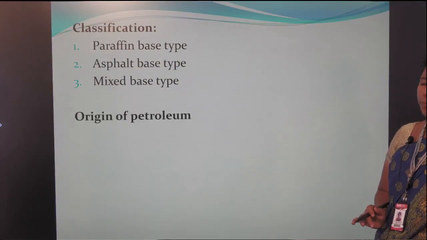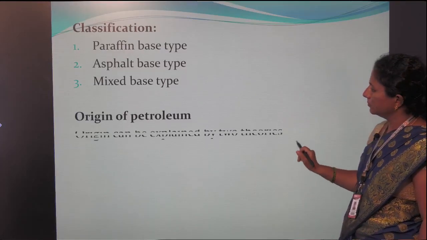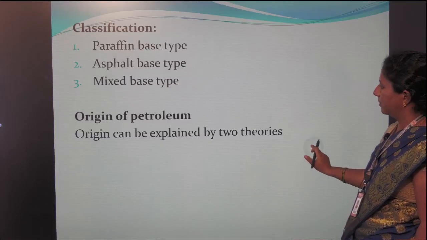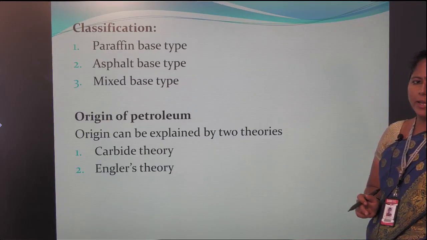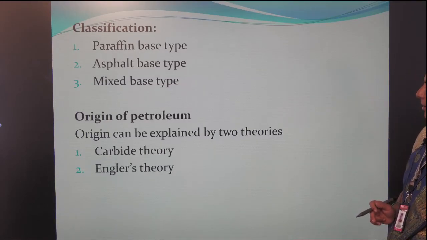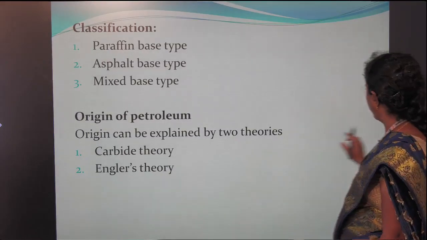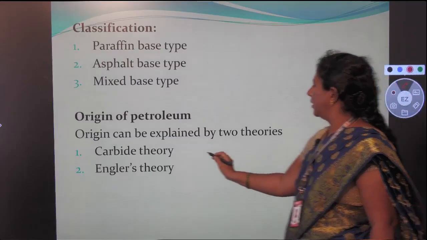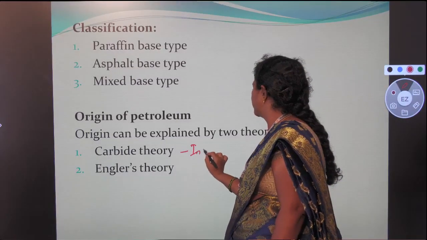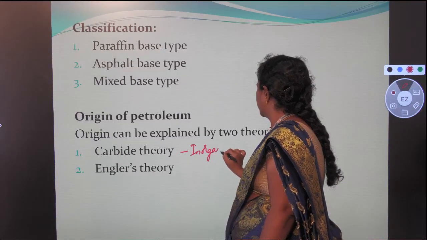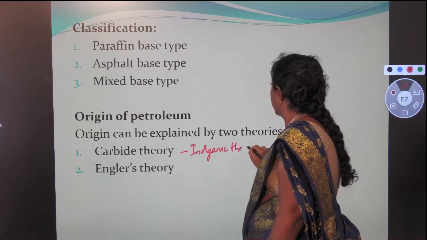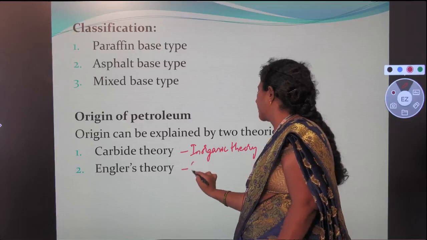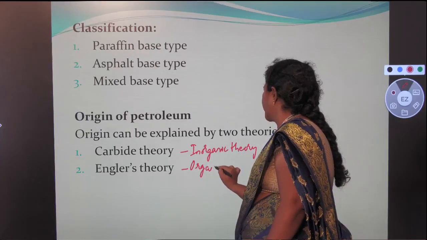Next, origin of petroleum. Origin can be explained by two theories, carbide theory and Engler's theory. Carbide theory can be called as inorganic theory and Engler's theory can be called as organic theory.